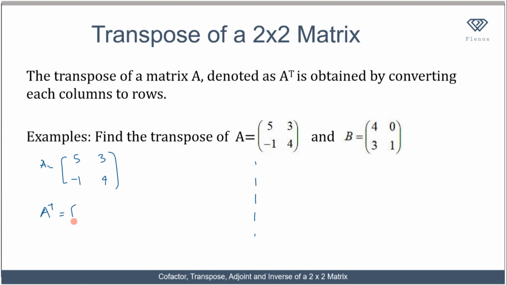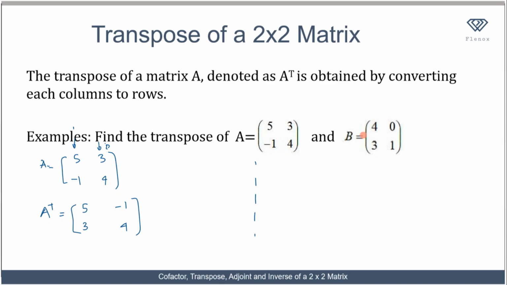So the transpose of A will just be writing the columns as rows. This is the first column and this is the second column. I'll write the first column as my first row. My first column is 5 and minus 1, so my first row is 5 and minus 1. My second column is 3 and 4, so I write it as my second row: 3 and 4. So this is the transpose of this matrix.